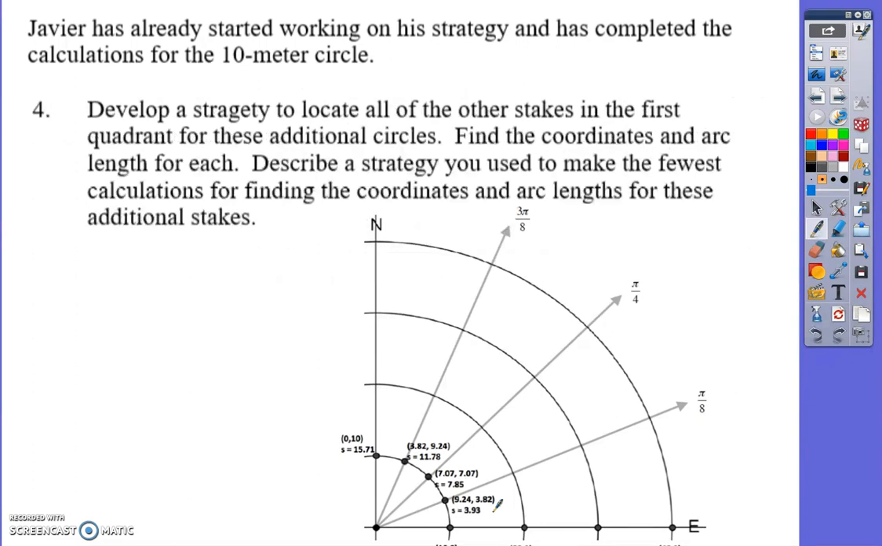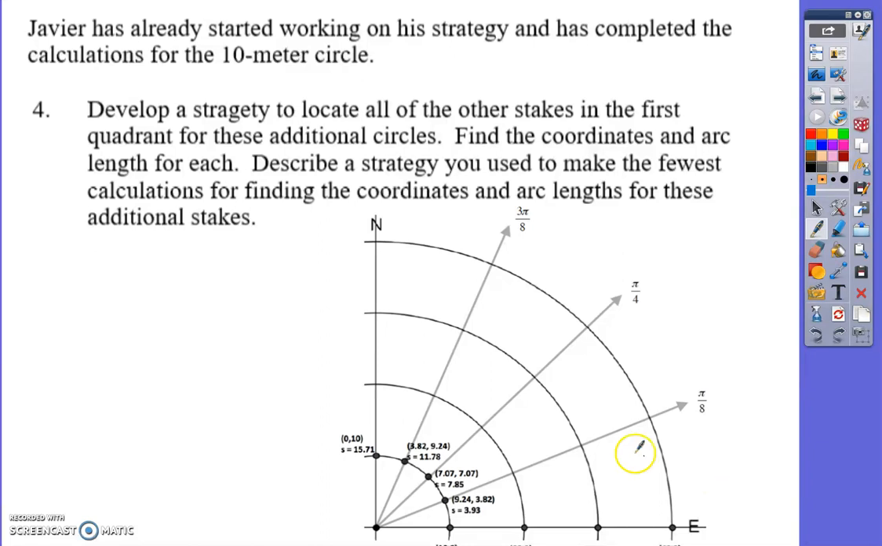Go ahead and answer that question about what Javier could do to mark the stakes. So Javier's already started working. He's already marked the 10-meter circle. How can we use what he's done to help us figure out how to find the rest of the stakes? So that's your task for this. If you can't read the angle marks, I remember in my book it was hard to read them. So those are the angles and what they're supposed to be. Fewest calculations possible, arc lengths.